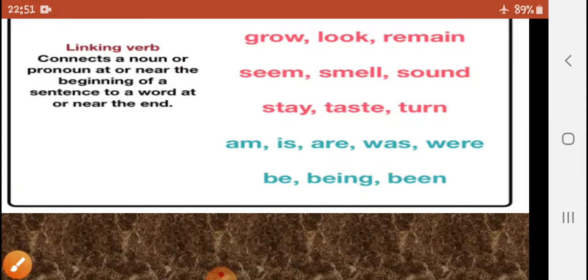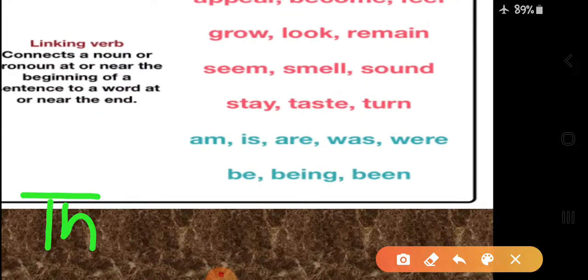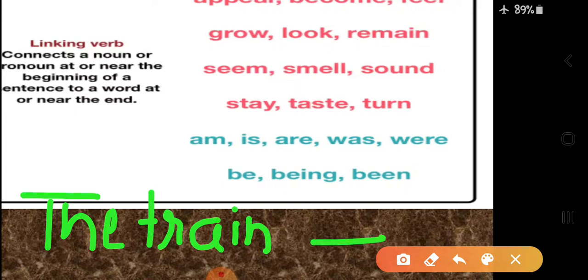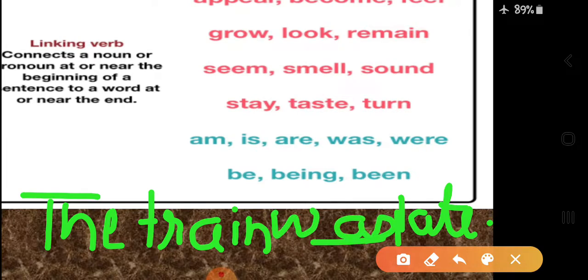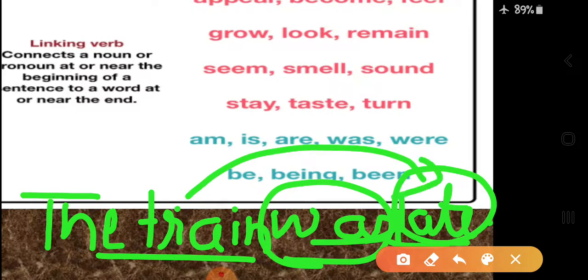For example, for adjective, I told you the dog is cute. Let's see some adverb, like the train dash late. I can say was late. See, this late is what? Late is an adverb of time, and here the train is a noun. See, it is making a link. This linking verb was is making a link between these two words, train and late.